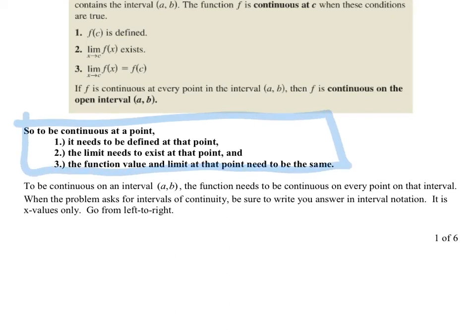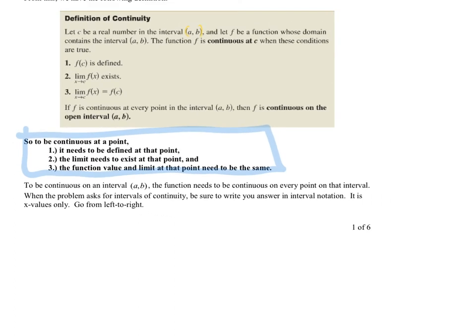You are going to be asked to determine, is a function continuous at a point or not, yes or no. If the answer is yes, it has to meet all 3 criteria. If the answer is no, you have to state which one of the 3 criteria it does not meet. Okay, let's read this last paragraph. It says, to be continuous on the open interval AB, the function needs to be continuous on every point on that interval. When the problem asks for intervals of continuity, be sure to write your answer in interval notation. It is x values only, go from left to right.